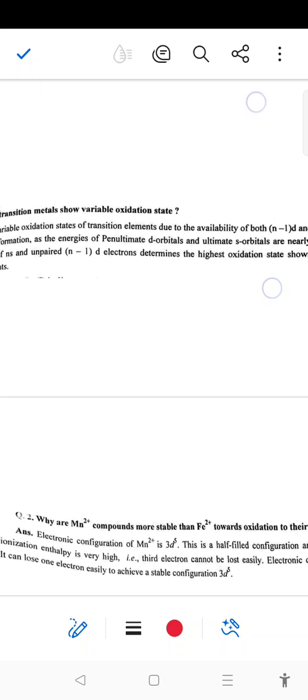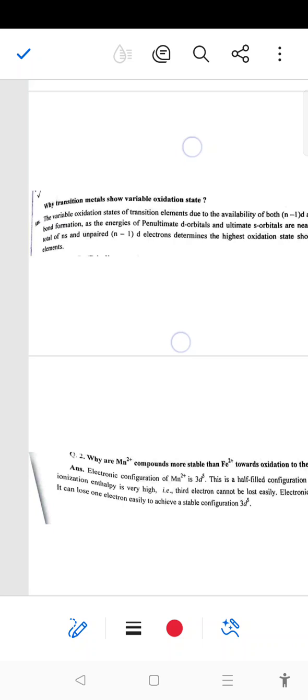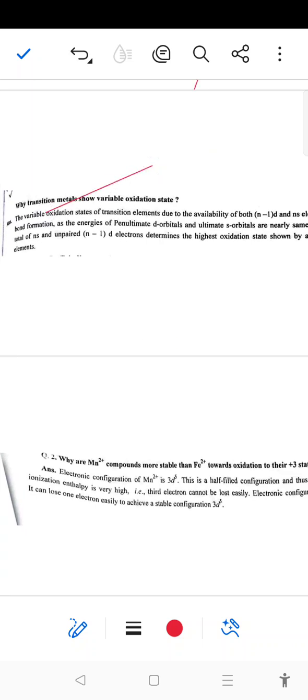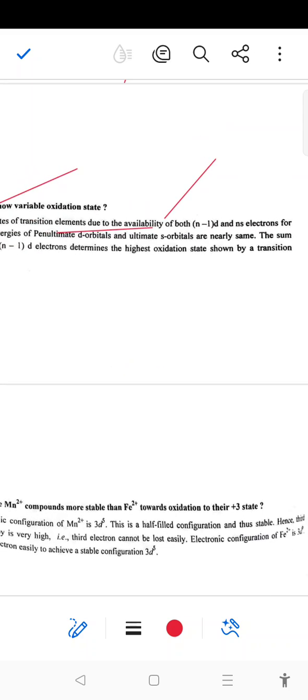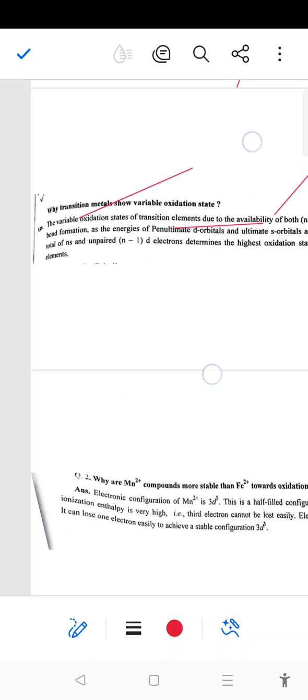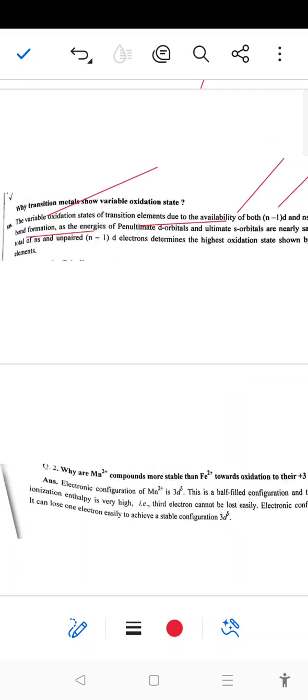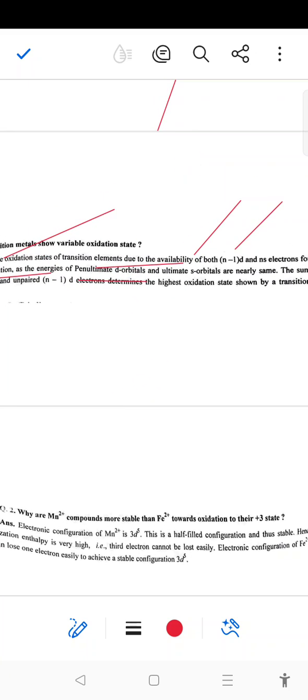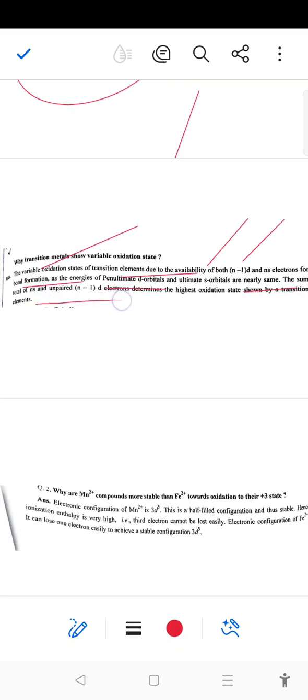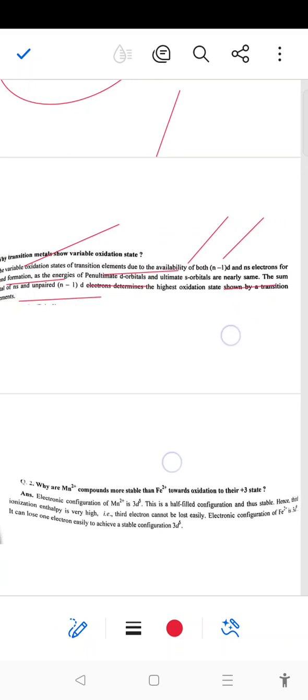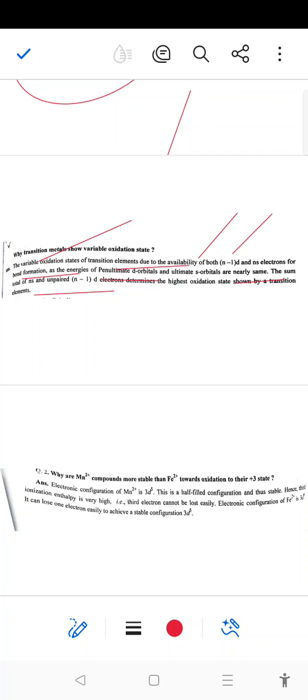Next, why do transition metals show variable oxidation states? The variable oxidation states of transition metals are due to the availability of both (n-1)d and ns electrons for bond formation. As the energies of the penultimate d orbital and the ultimate s orbital are nearly the same, the total of ns and (n-1)d unpaired electrons determines the highest oxidation state shown by transition elements. So that's why they show variable oxidation states.